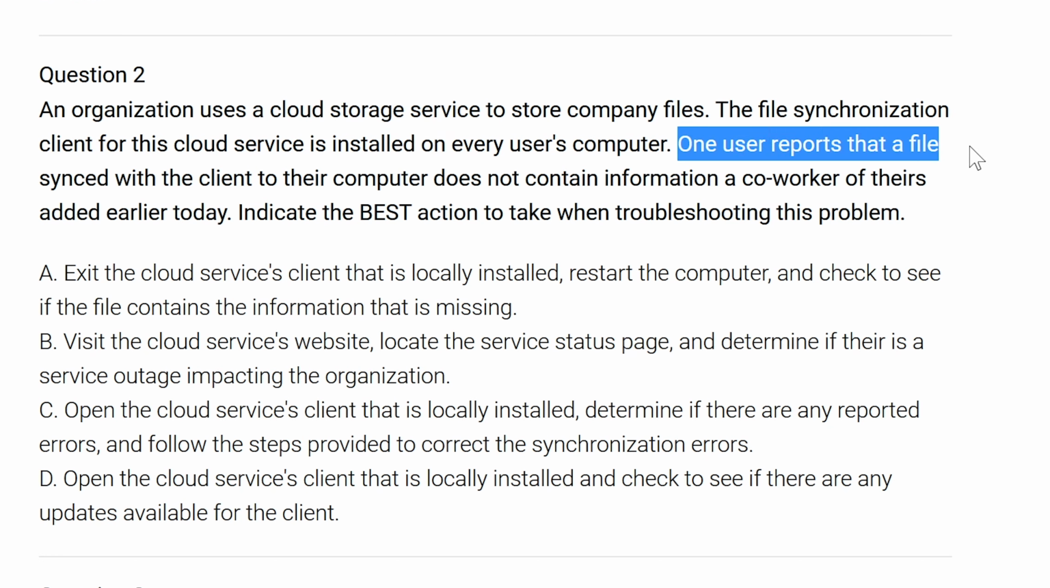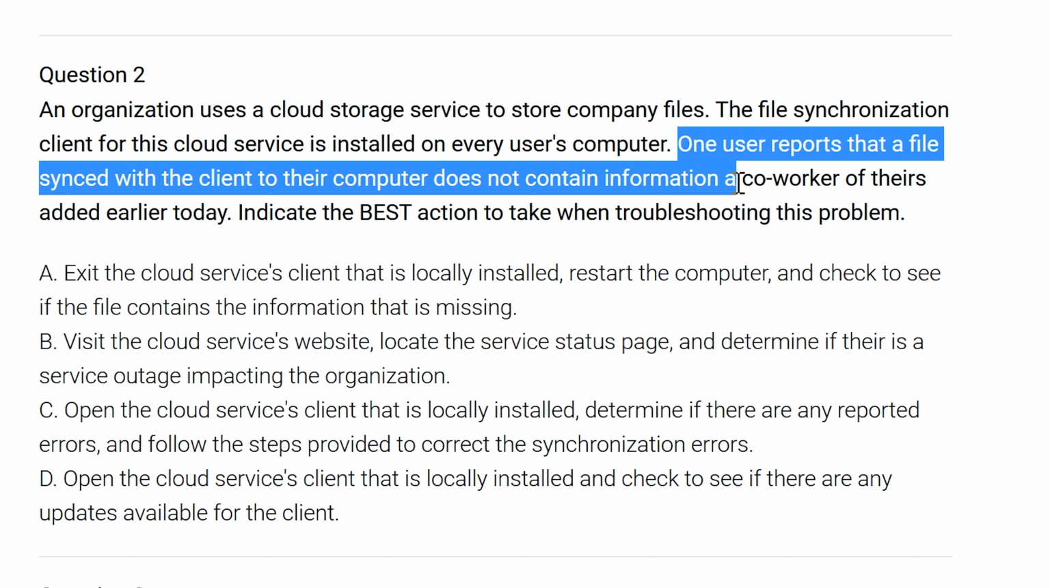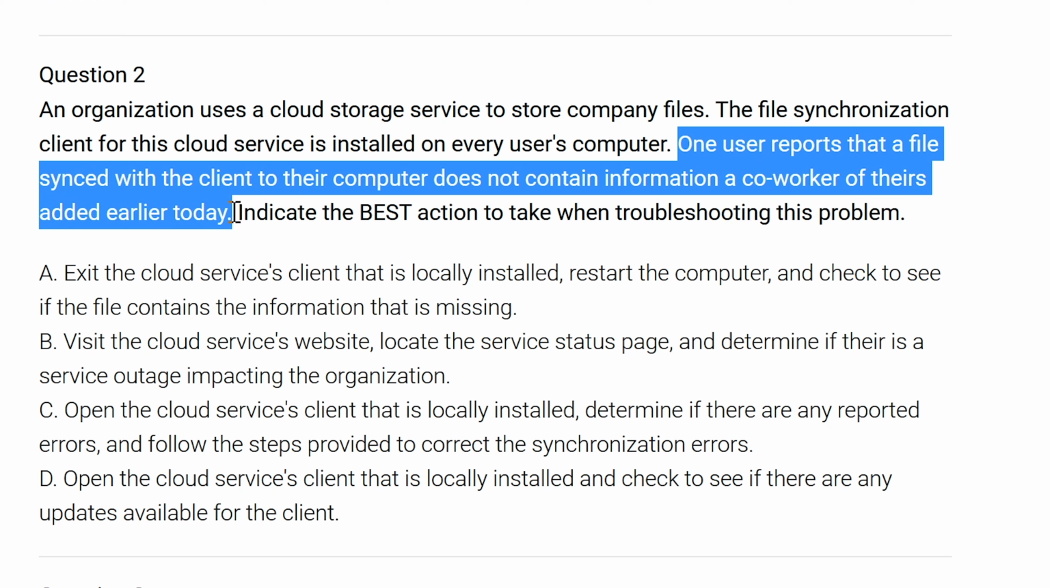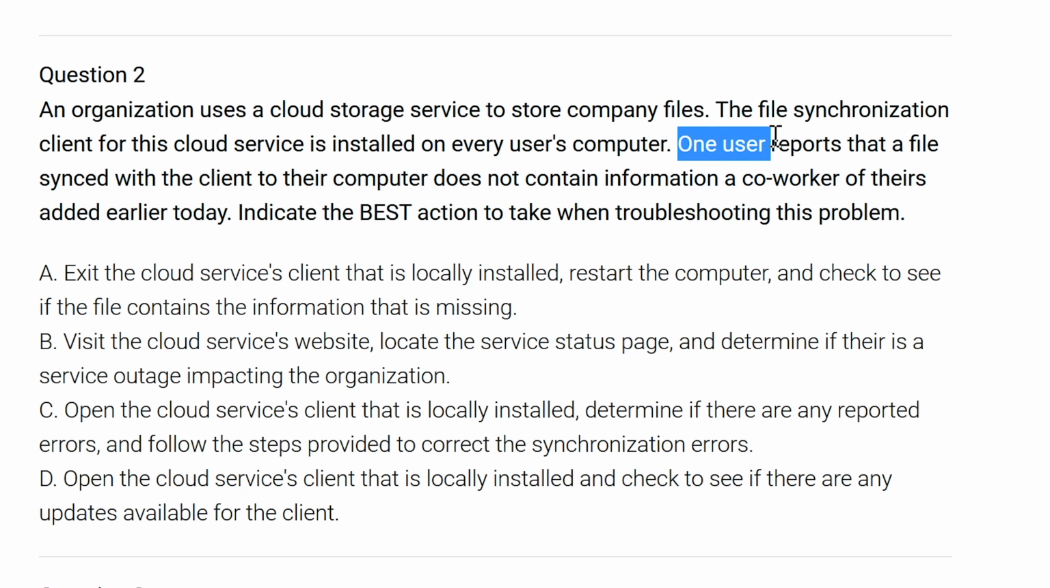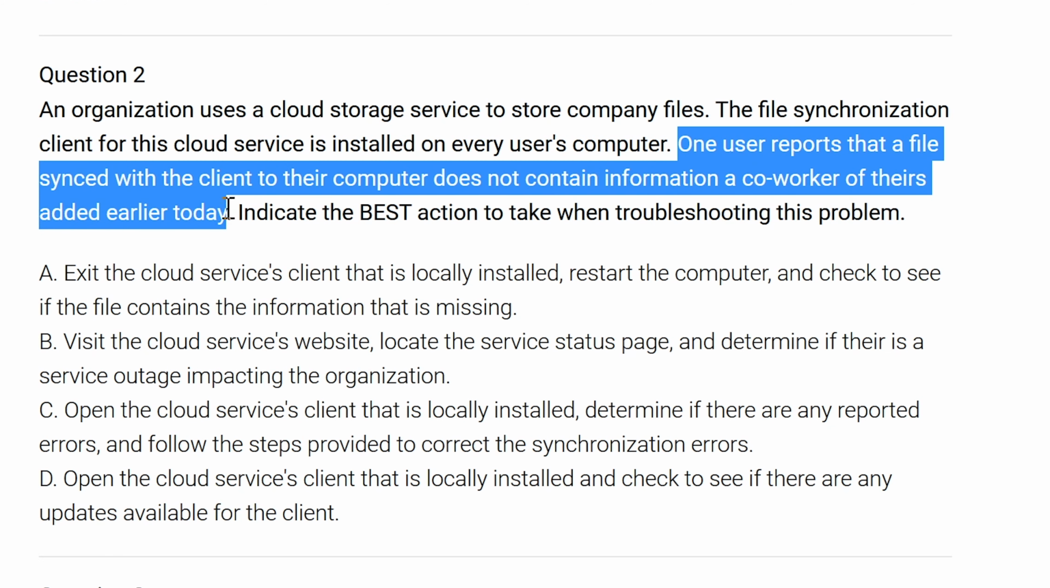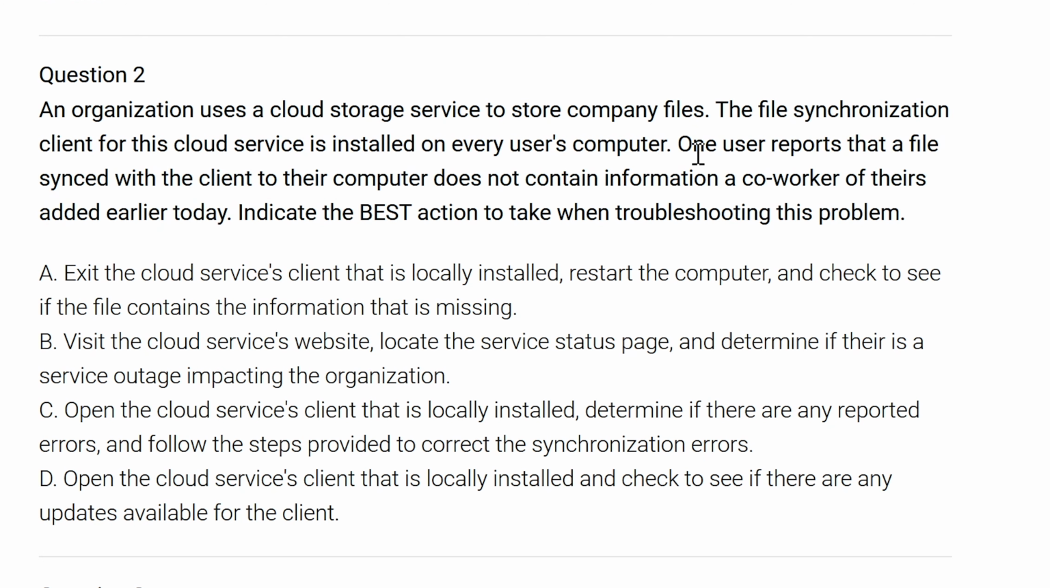One user reports that a file synced with the client to their computer does not contain the information a coworker of theirs added earlier. So somebody that works for this company, one person, cannot see what was uploaded to their shared OneDrive or G Drive, right? Because you can go to OneDrive or G Drive or anything else that is cloud-based storage, and you can have a shared access where everybody can upload things to a shared folder, but for some reason one person cannot see what was being uploaded by somebody else.